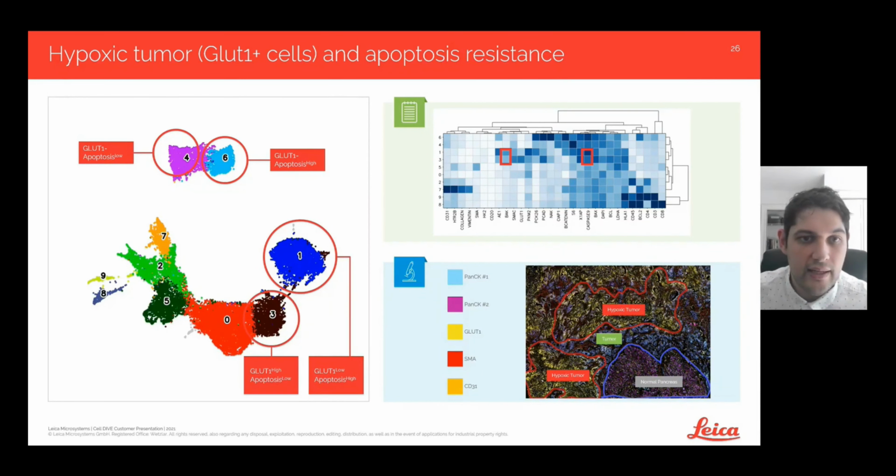If we look at the normoxic tumor, you can see that it has a higher rate of apoptosis. And you can see in the hypoxic tumor a lower rate of apoptosis in the hypoxic cells and a higher rate of apoptosis in the normoxic tumor cells. So you can see that hypoxia does change the level of apoptosis that occurs in those tissue regions.